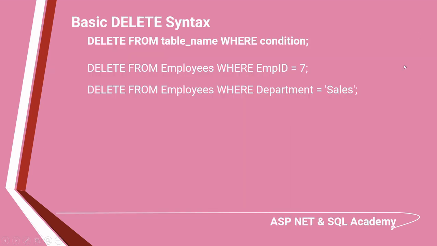Let us start with the basic. The delete statement allows you to remove records from your database. Here is the syntax. Delete from table where condition. For example, you can delete an employee by their EMP ID. This query removes the employee with the EMP ID 7 from the employees table.